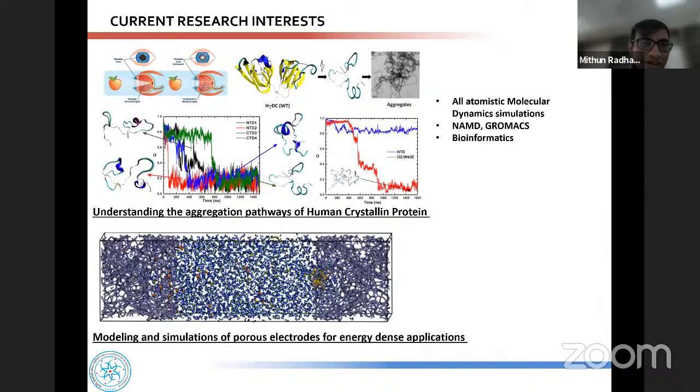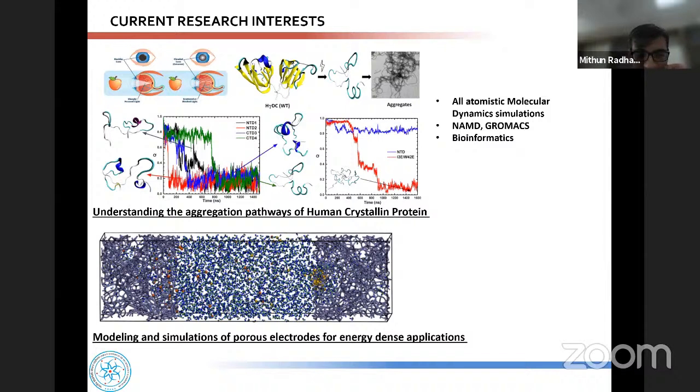The other interest which we are currently looking at is aggregation, specifically of human gamma D crystallin. Our eye lens contains a crystallin protein, whose aggregation leads to the formation of cataract. So we are studying its unfolding pathways. It's again an all-atomistic simulation, and we are using NAMD, GROMACS, and some aspects of bioinformatics.